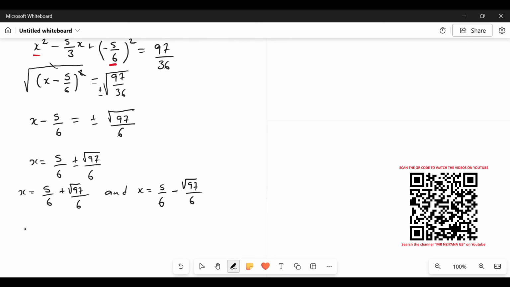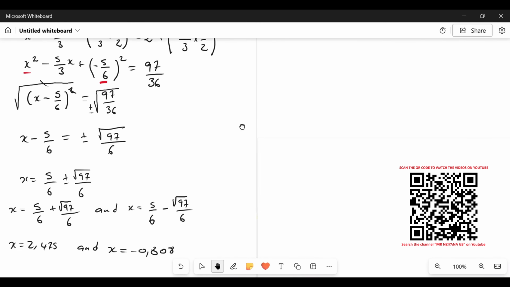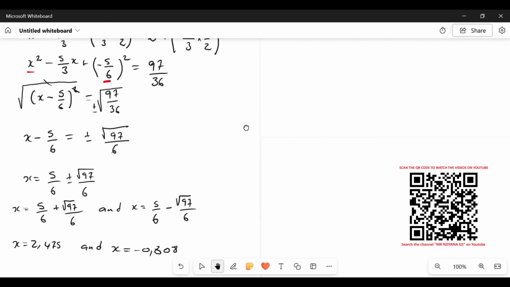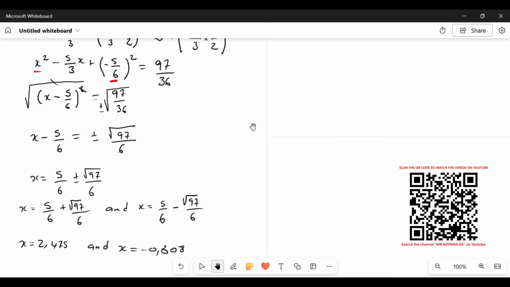Right, so let's create a bit of space again. So when it's like this, you put this on a calculator. Unfortunately, our answers are going to be in decimal. So if you put this on a calculator, this one is going to be 2,475, and the other one, x is equaling to negative 0,808. So these are going to be our answers, as much as they're in decimal. I know it looks a bit complex, but this is the question that they ask you guys. This is solving for x by completing the square.